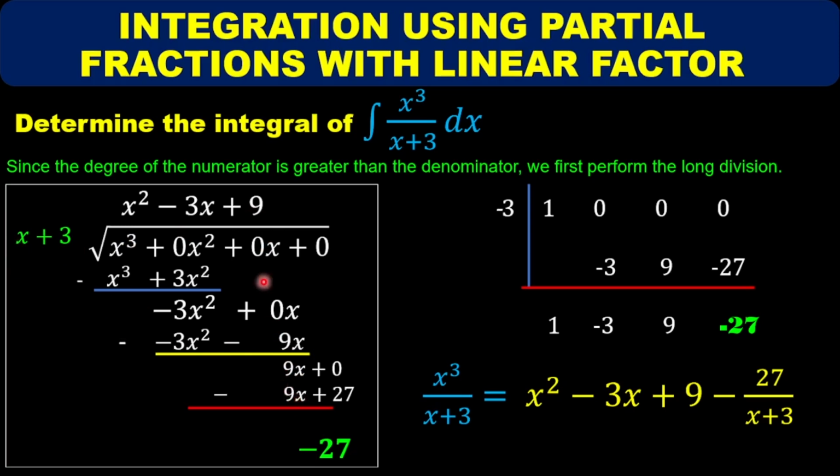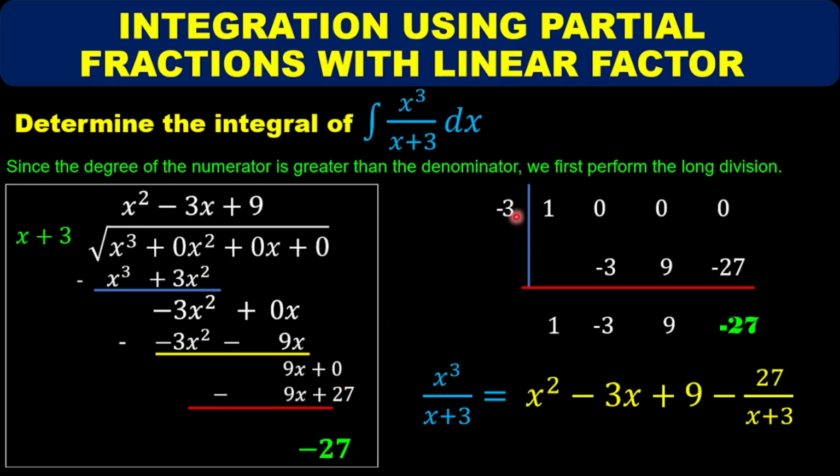Always remember that whatever you put at the top must be used to multiply the divisor. So 9 times x is giving us 9x, and then 9 times 3 is giving us 27. Now we want to subtract these two functions. So 9x minus 9x is 0, so you don't see anything here. And then 0 minus 27 will give us minus 27.